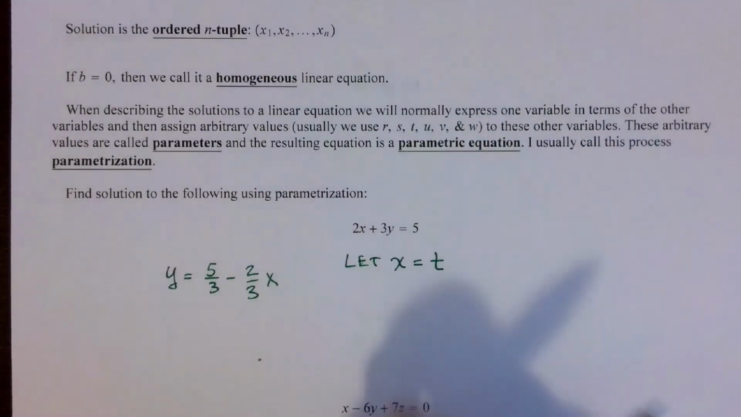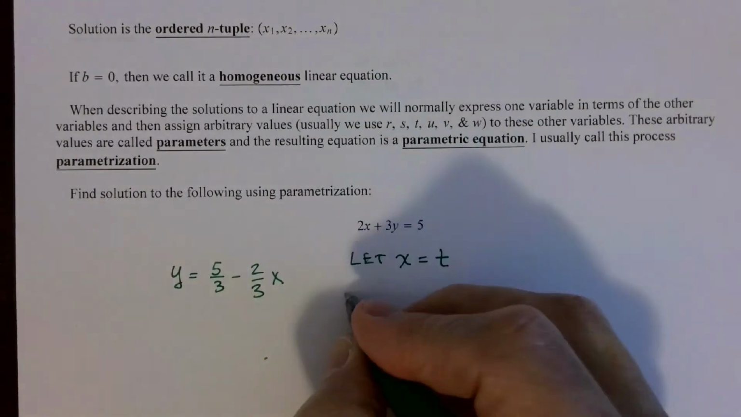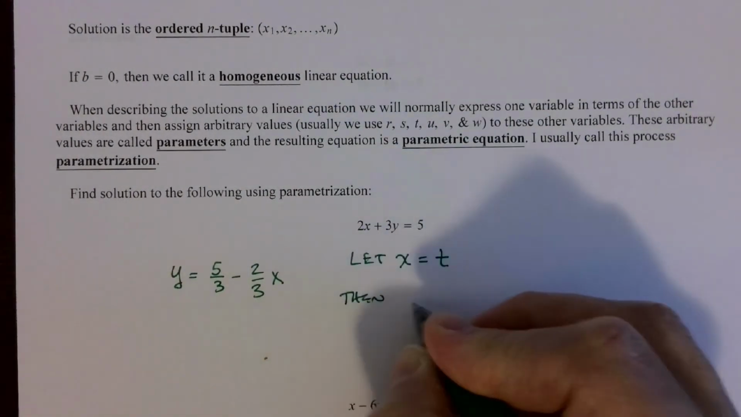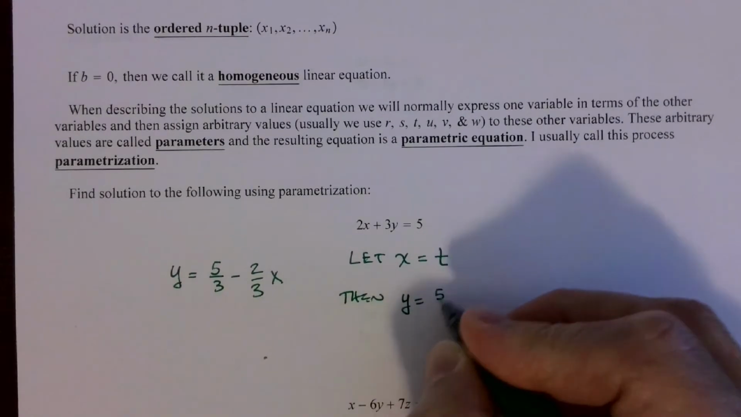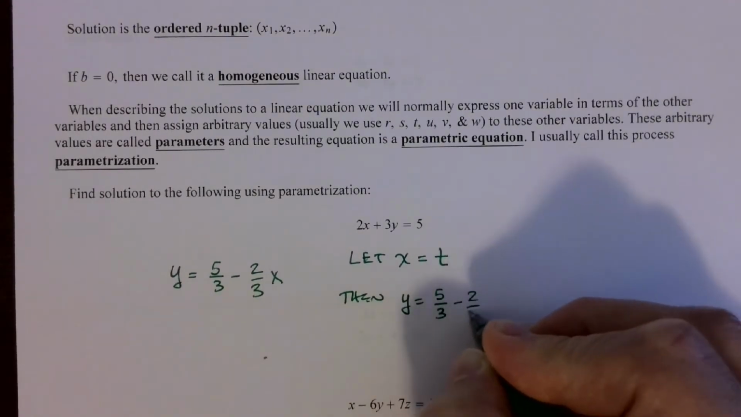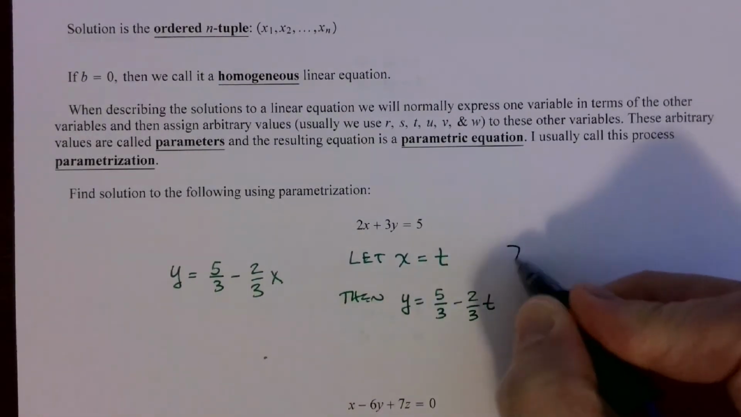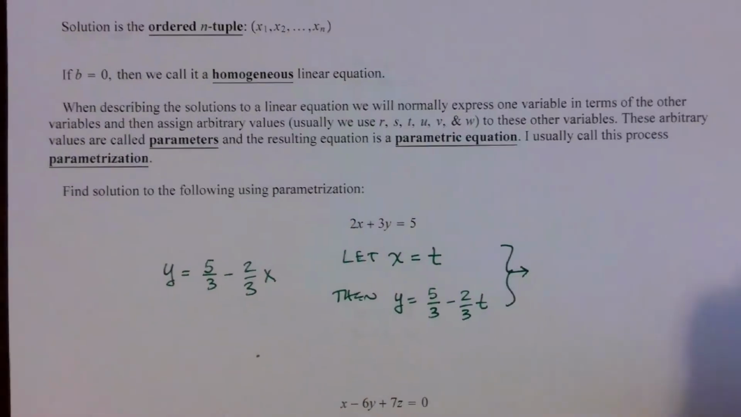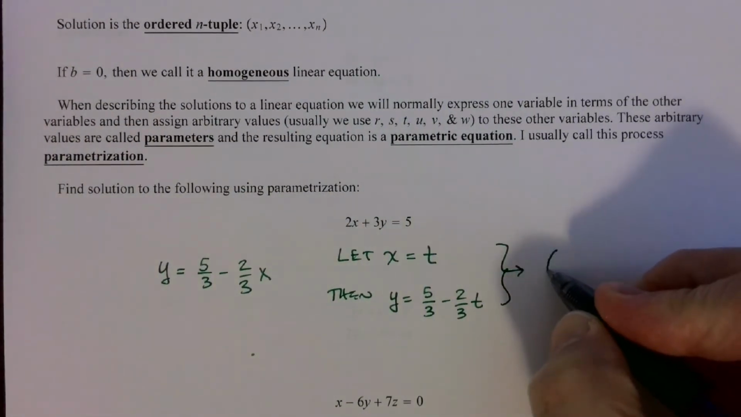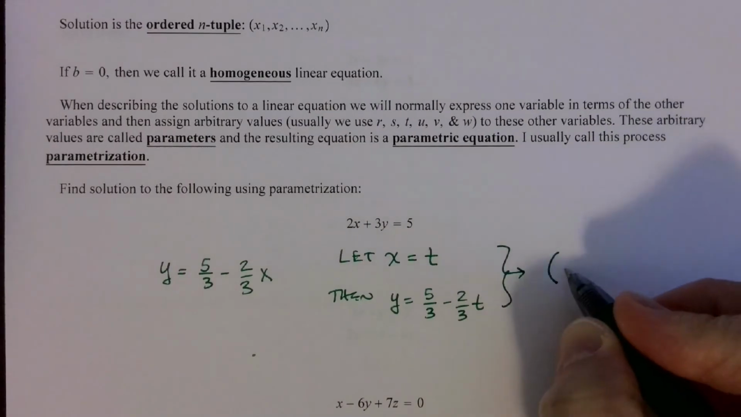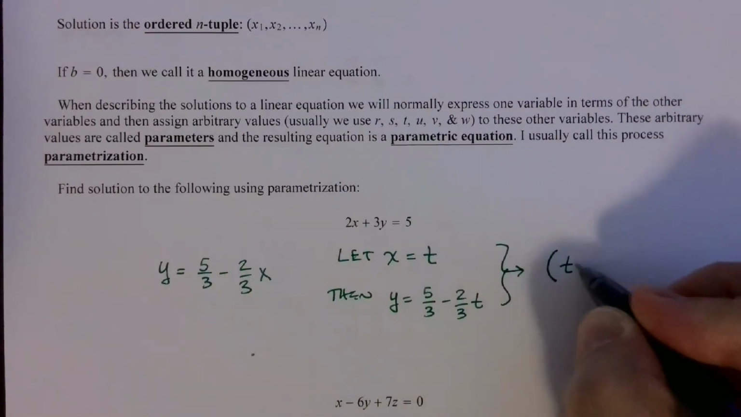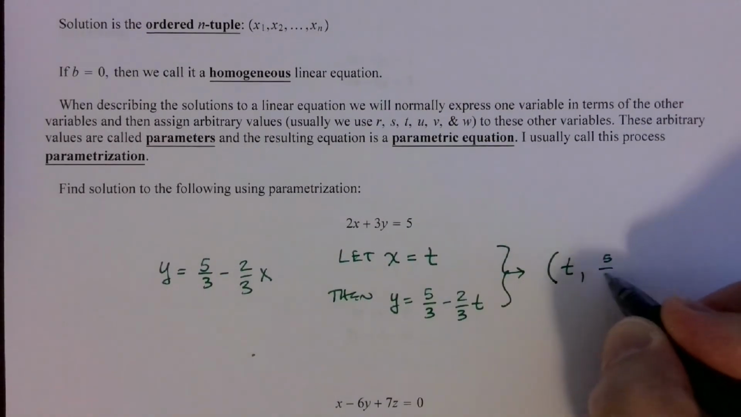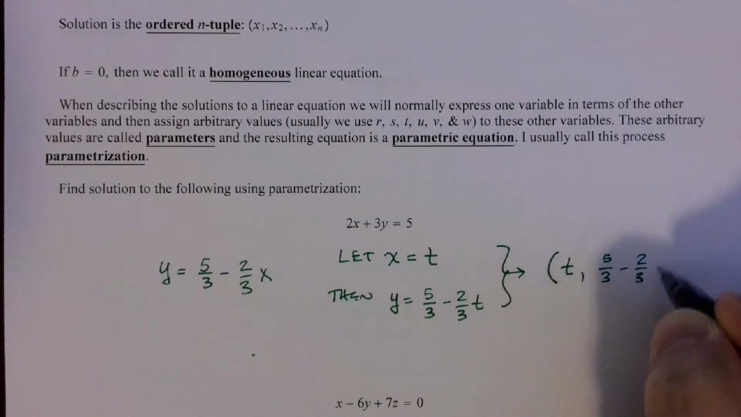Okay, t is my parameter, so x is t. And then, what's y? Simply replace x with t, and I get this. Or if I want to write it out, how would I write this solution? Here's the parameterized way. Remember, it's an ordered pair, x comma y. What is x? x is the t. What is y? 5/3 minus 2/3 t.